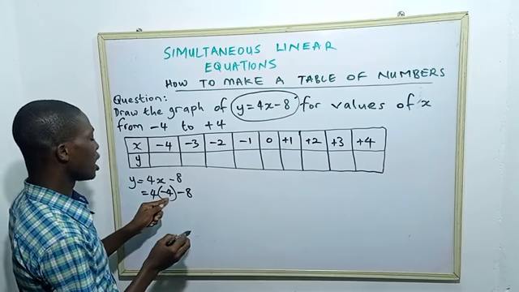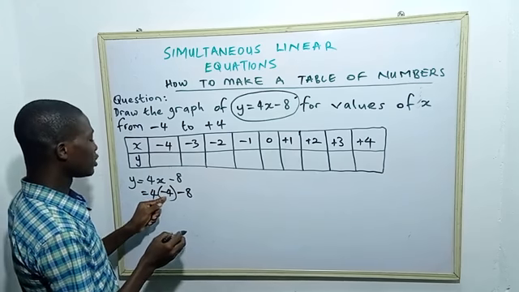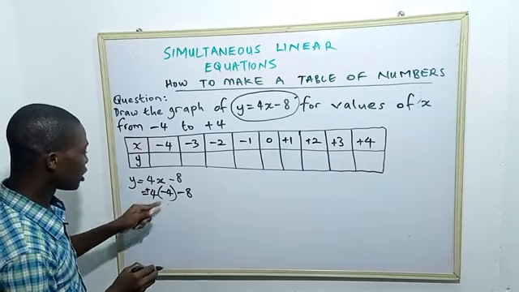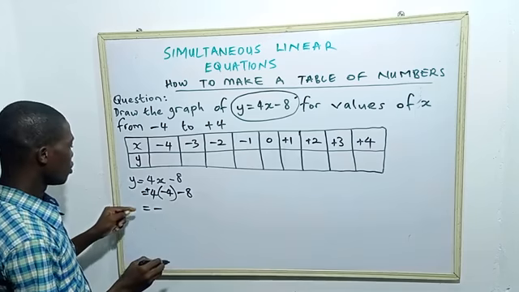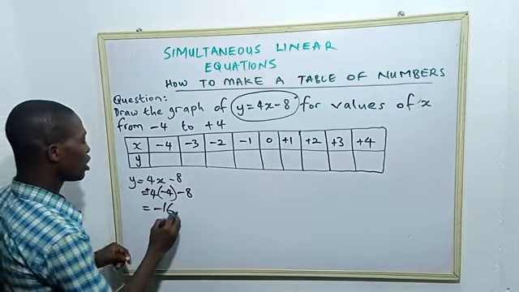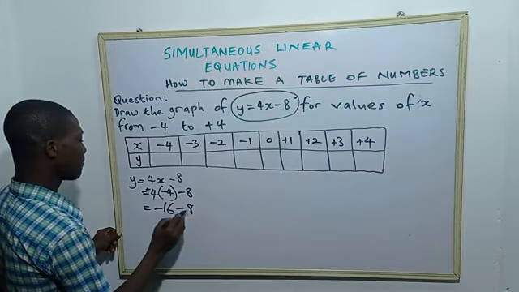4 times minus 4. Don't forget your plus is here, so plus times minus is minus. 4 times 4 is 16. And you have a minus 8.